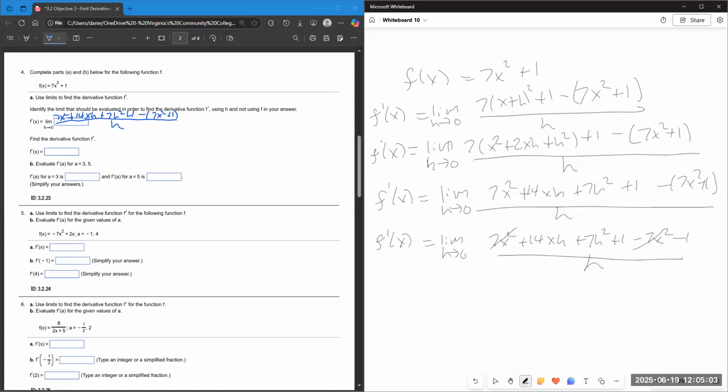7x squared and negative 7x squared make a 0. Negative 1 and positive 1 make a 0. f prime of x is equal to the limit as h goes to 0 of, let's factor an h out of what's left in the top, 14x plus 7h over h. The h's will cancel. Limit as h goes to 0 of 14x plus 7h. The h will go to 0, and the answer is 14x.